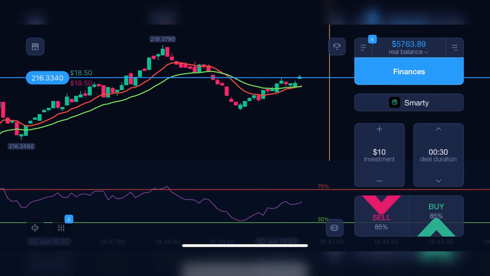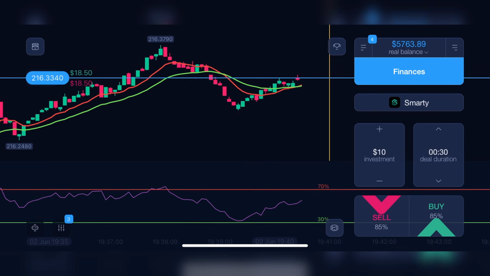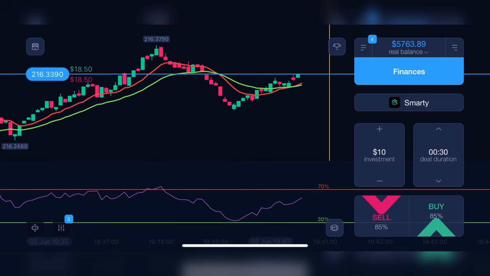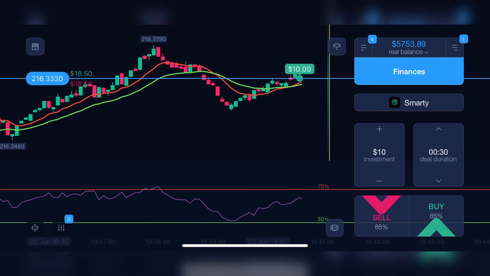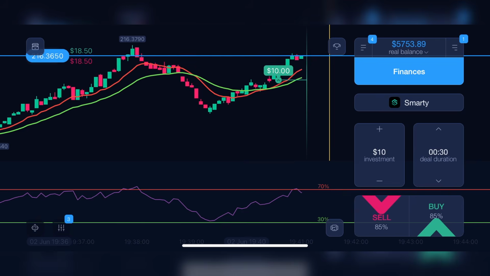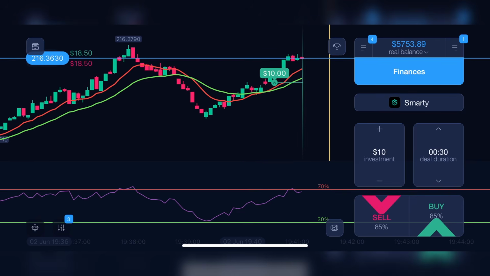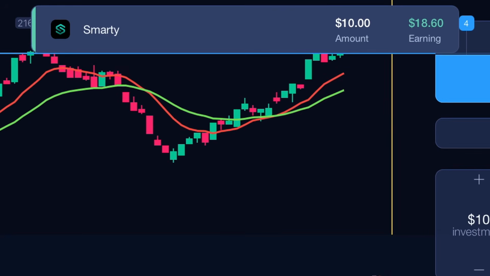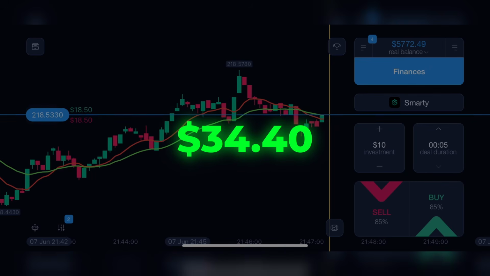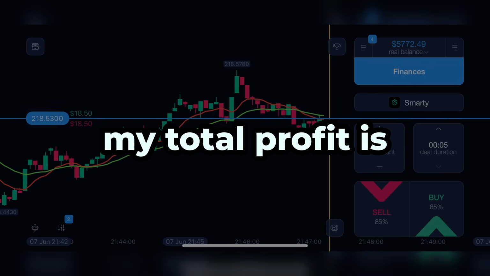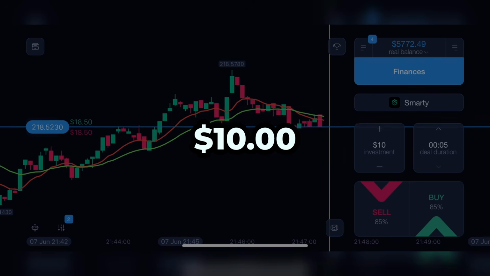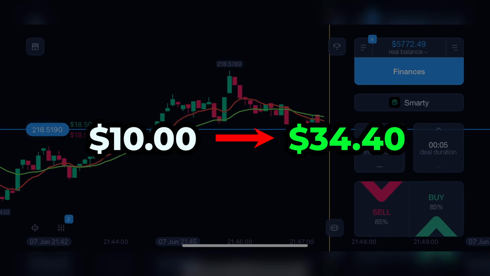Now that the market has changed back to an uptrend, I will place one final buy trade on the market. Well, we won that trade as well. This brings my profit to $34.4, but since I lost one trade, my total profit is $24.4. This means we were able to double my balance with just 5 trades.